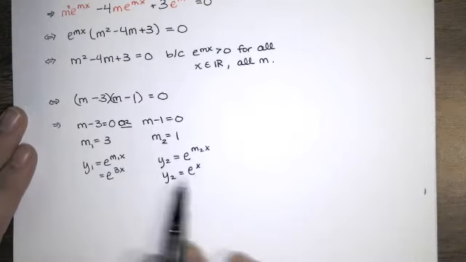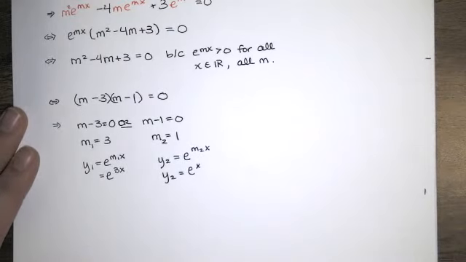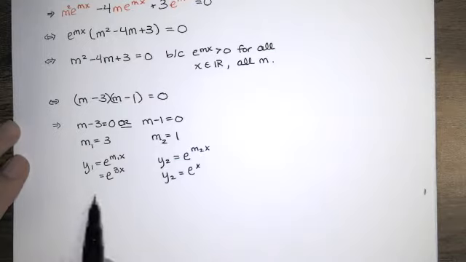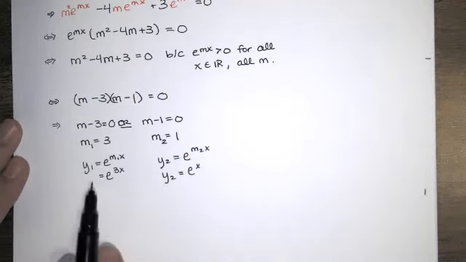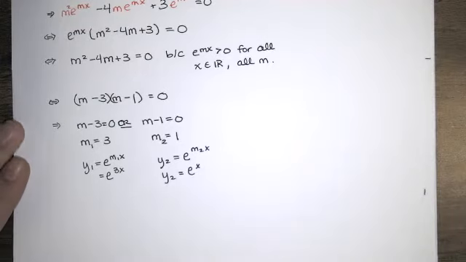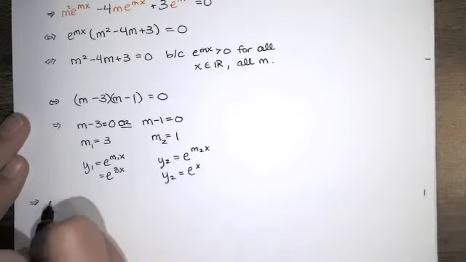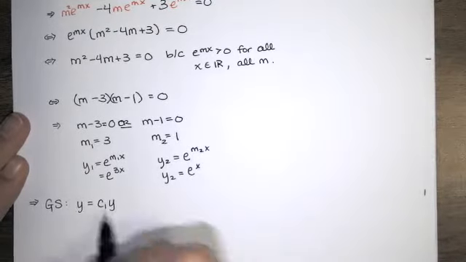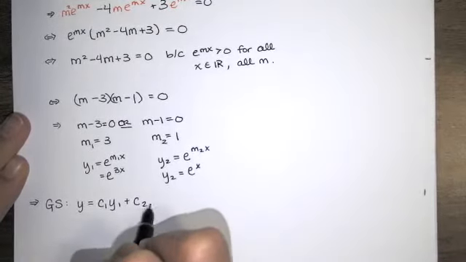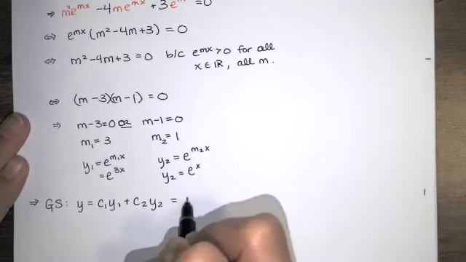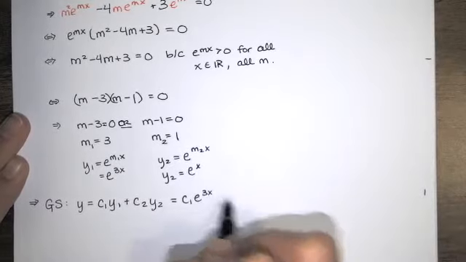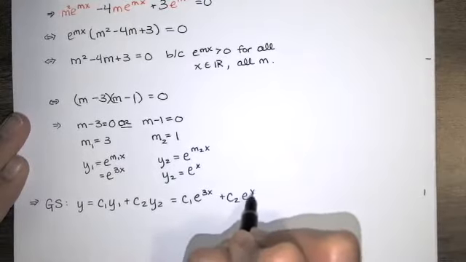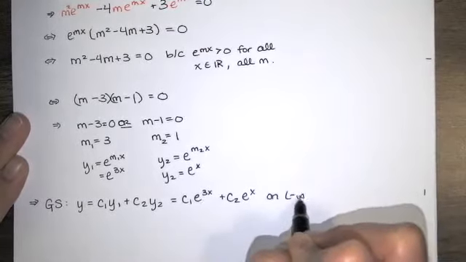So we have two linearly independent solutions of a second order differential equation. And that's what we need in order to have the fundamental set. So the fundamental set of solutions is e to the 3x and e to the x. So that means that the general solution is y equals c1y1 plus c2y2, which is c1 times e to the 3x plus c2 times e to the x. And this will turn out to work for all real numbers.